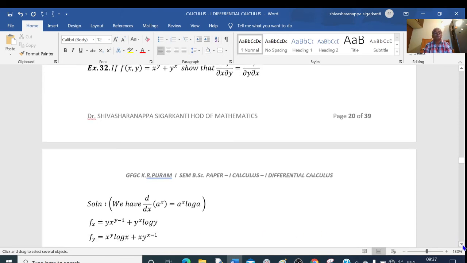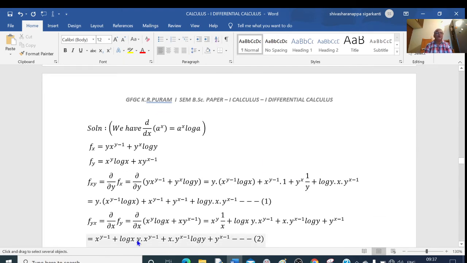Then we find the second derivatives. fxy. fxy means differentiate fx partially with respect to y. That is dou by dou y of fx. This is equal to dou by dou y of, what is fx? fx is here, y into x to the power of y minus 1 plus y to the power of x into log y. This is equal to, we are differentiating with respect to y here. This is the first term, both consisting of y. Okay, therefore we have to apply the product rule.